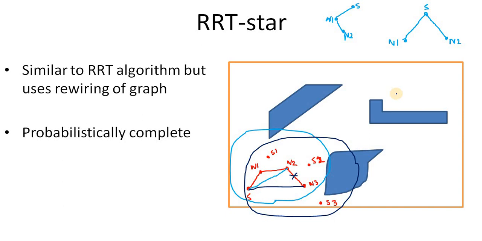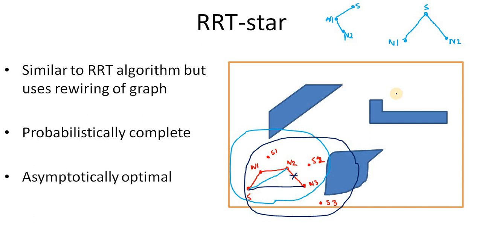So this RRT star algorithm is probabilistically complete, and the reason is that it depends upon samples. It means that if the samples approach infinity, if there are infinite samples, then this algorithm will find a path. So it means we need a higher number of samples to find a path if it exists, or to make sure that the algorithm finds a path.